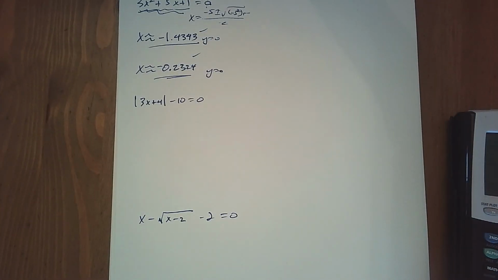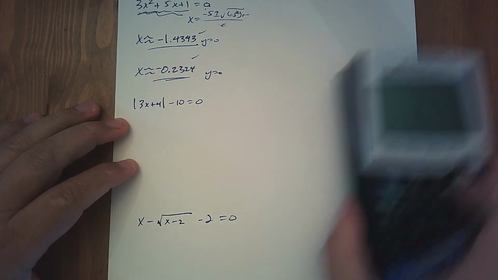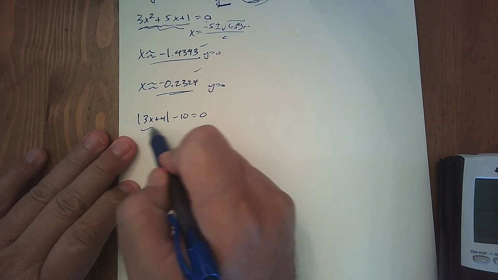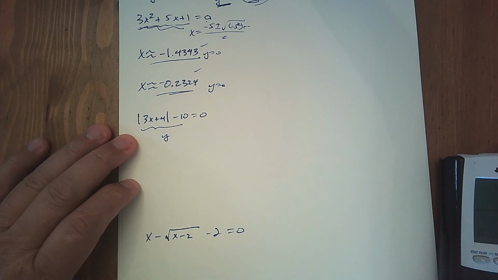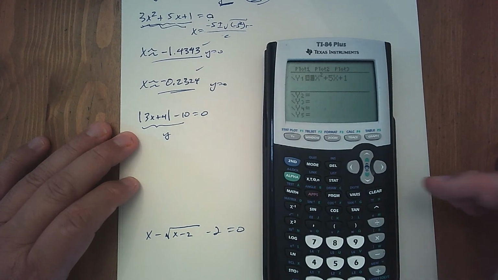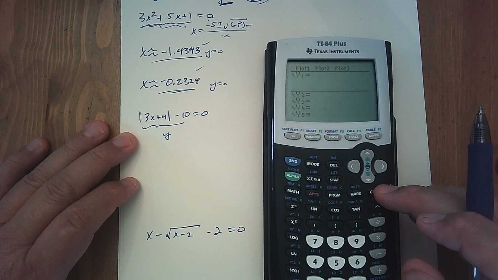Okay, so let's do the next one. Again, I'm taking advantage of the x-intercept idea. So that right there is my y. We're going to take our calculator and go to y equals. Let me go ahead and clear out the function I had there.